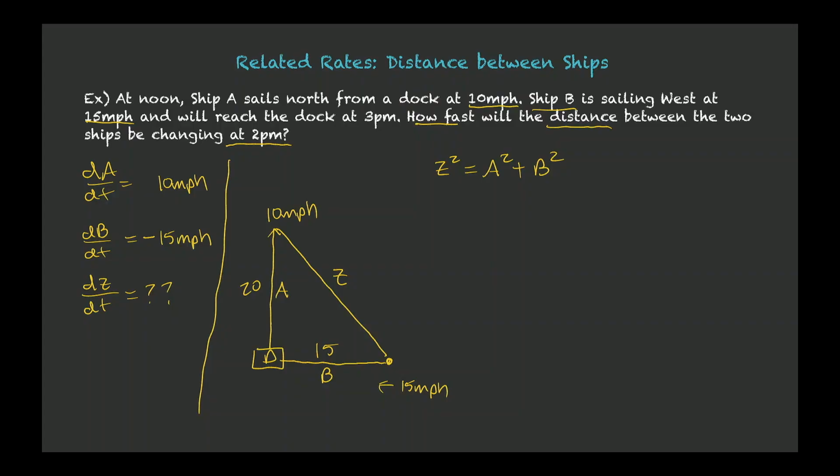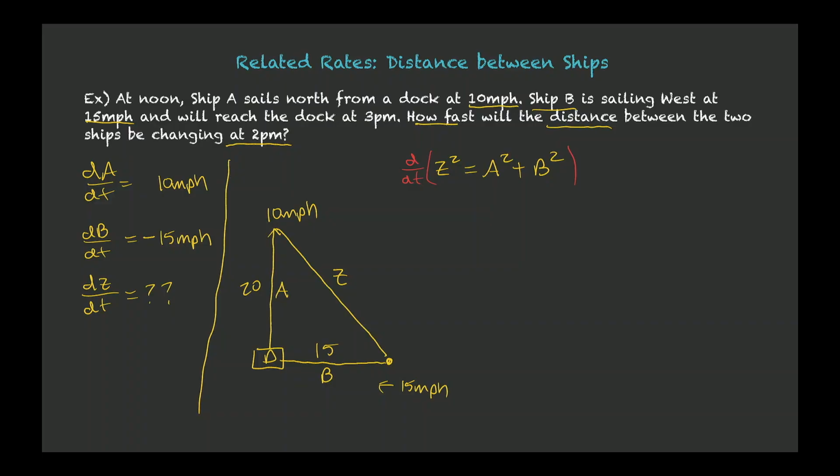Now that I found the relationship between the variables that are changing in the problem, I'm going to take my third key step and take the derivative of this with respect to time. So d/dt of this entire equation. Now remember, when you're taking this derivative, you have to use implicit differentiation, or the chain rule, and tack on your dz/dt, dA/dt, dB/dt.